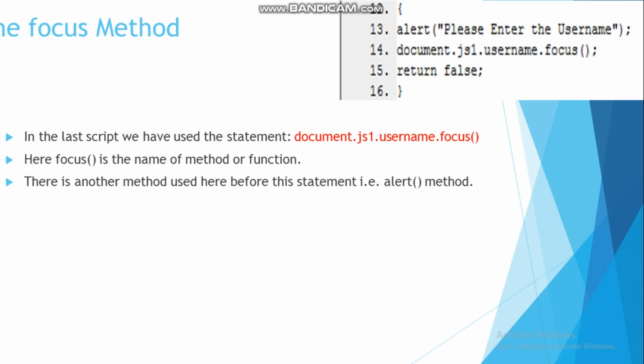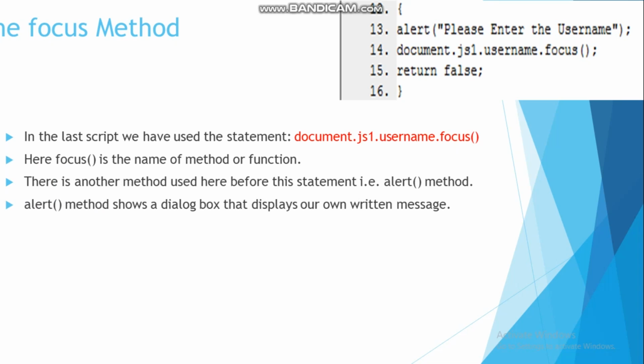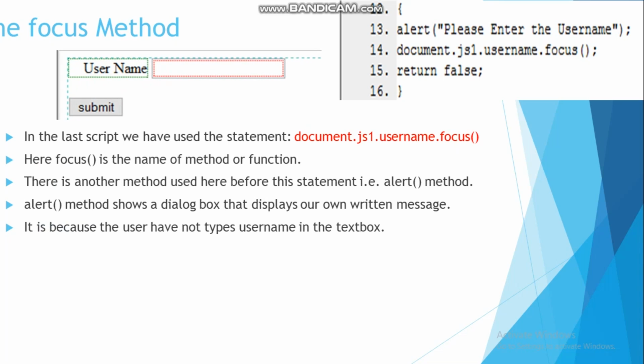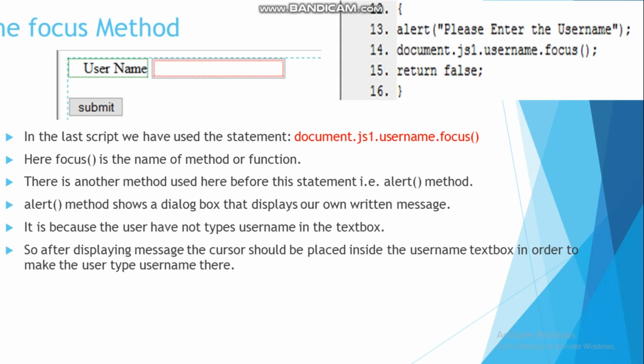There is another method used here before this statement, that is alert. So we have used alert also. You can see alert, please enter the username is given. Remember, alert and focus, both these are built-in functions. The alert method shows a dialog box that displays our own written message. That is, we have given please enter the username, that message will be displayed. It is because the user has not typed a username in the text box. So the user has not typed anything. At that time it will show you the message.